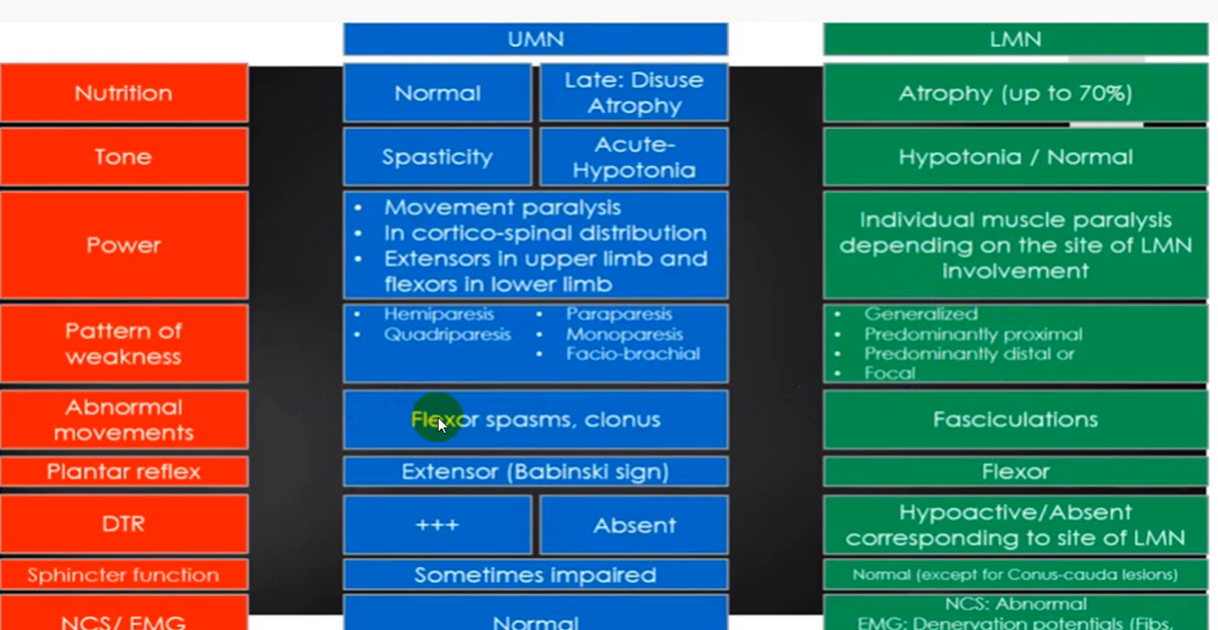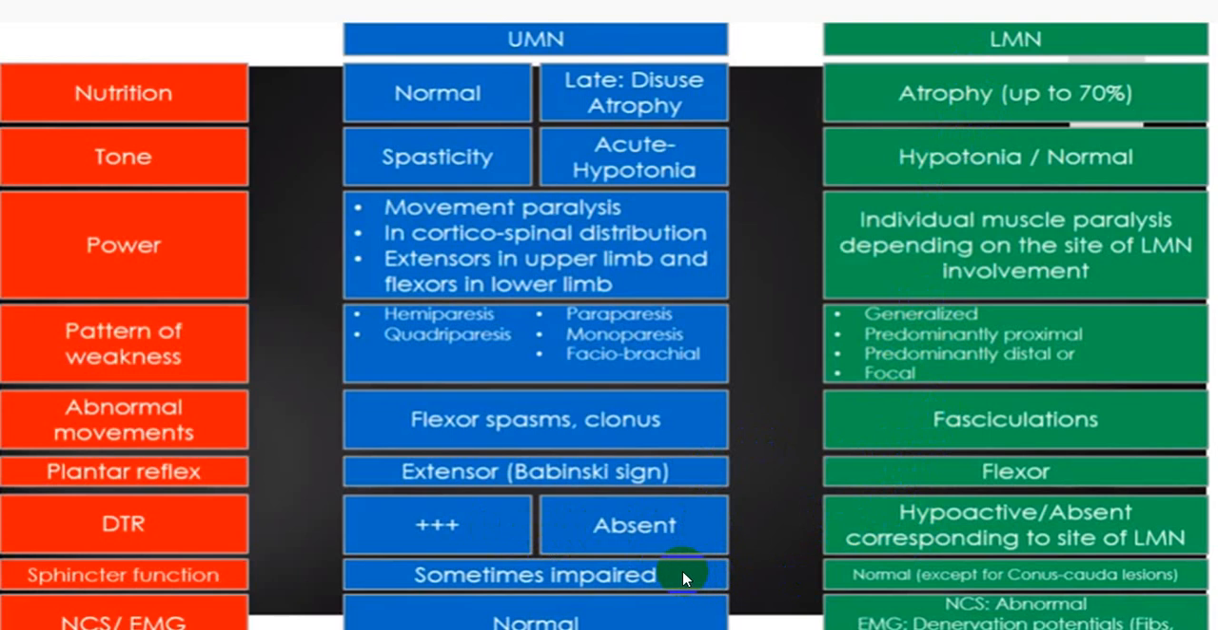Abnormal movement, particularly clonus, will be present very frequently, while in lower motor neuron you will demonstrate fasciculation. Babinski sign will be extensor, or Babinski sign will be present, while in lower motor neuron it will be mainly flexor. Deep tendon reflex will be brisk and clonus will be invariably present, while in lower motor neuron it is diminished or absent.